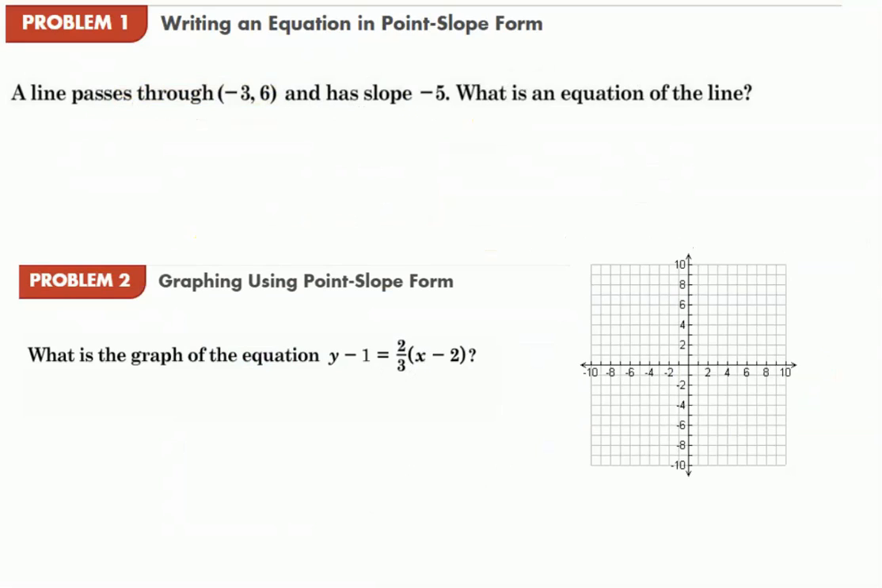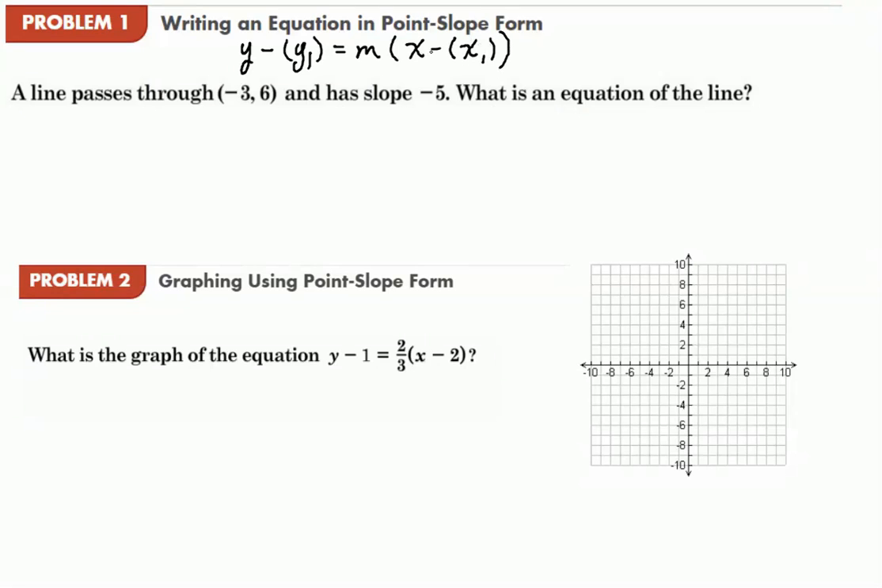Okay, so for problem number 1, we're going to be writing an equation in point slope form. A line passes through -3 and 6 and has a slope of -5. What is the equation of the line? Okay, so this is the most important thing you need to understand when using point slope form. Let's write the formula on the top here. The formula is y minus the value of y1 is going to equal our slope times x minus the value of x1.